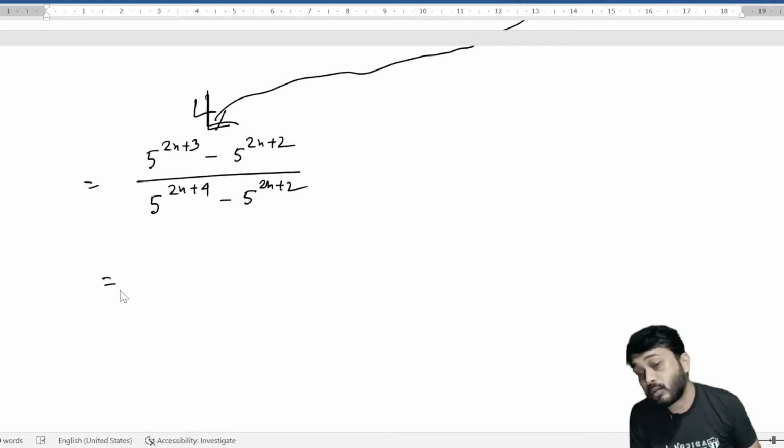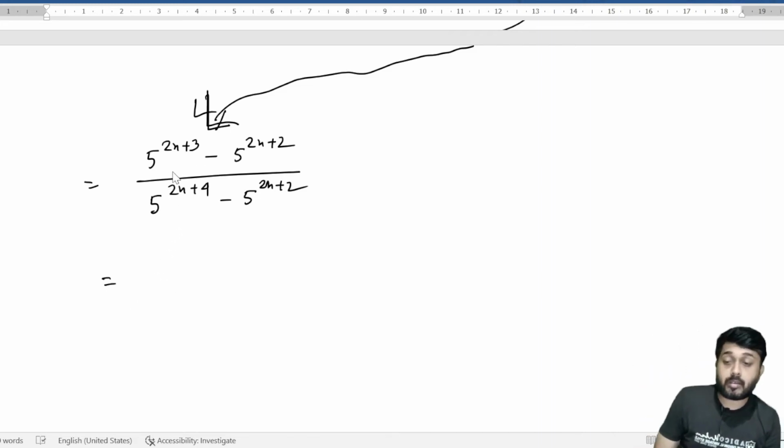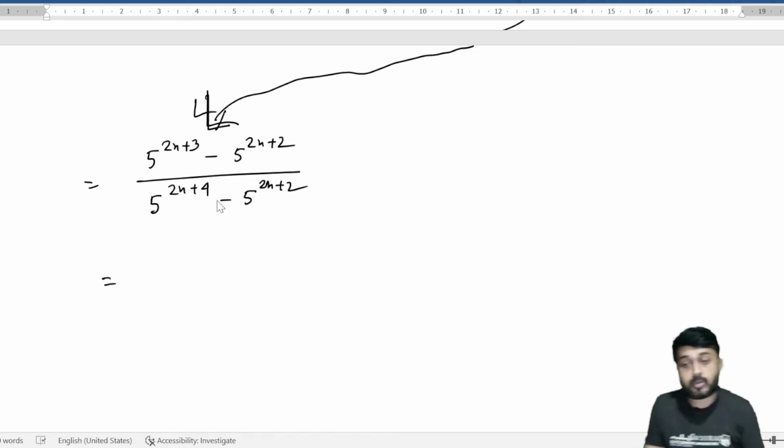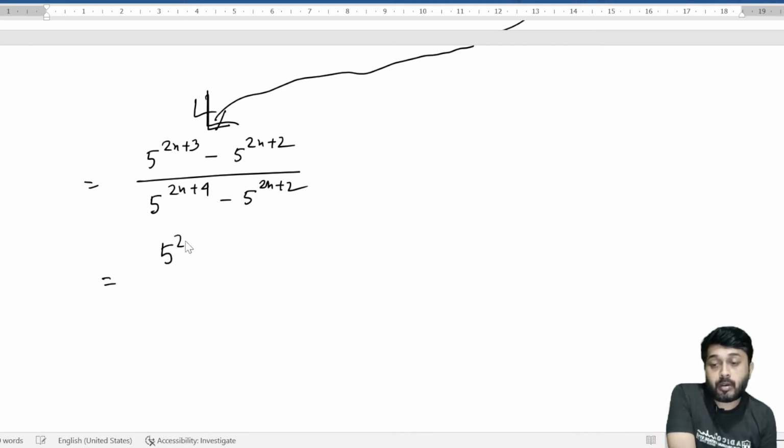Have a look closely at the powers of both the 5's in the numerator, 2n plus 3 and 2n plus 2. Which is smaller? 2n plus 2, of course, right? So 5 to the power 2n plus 2 can be taken out as common. What are we left with?